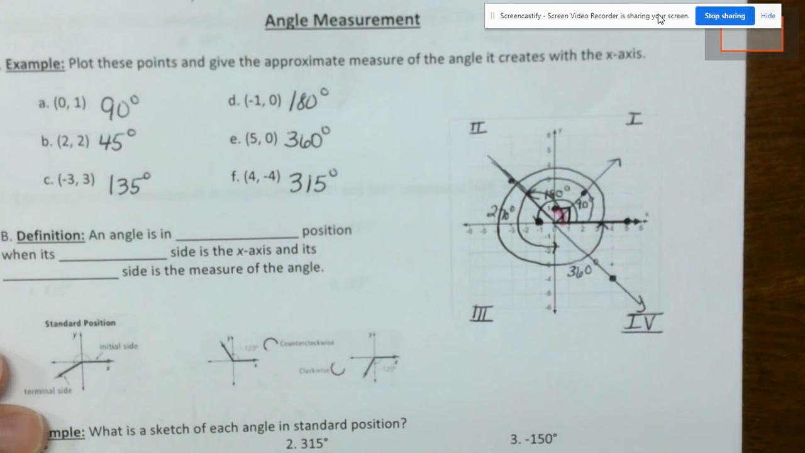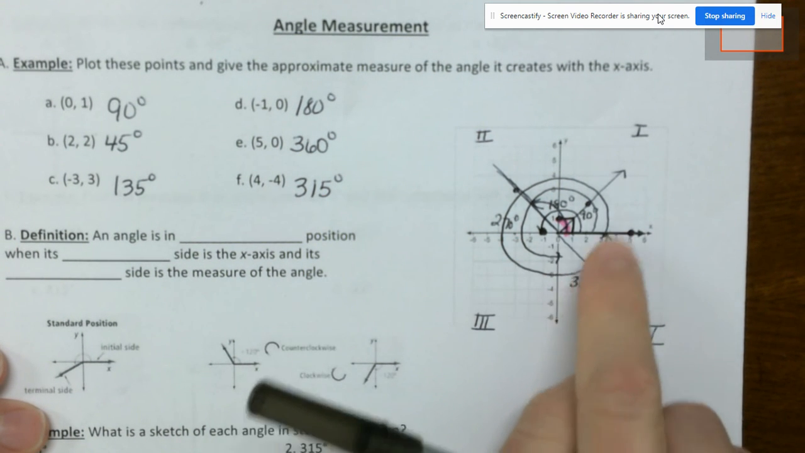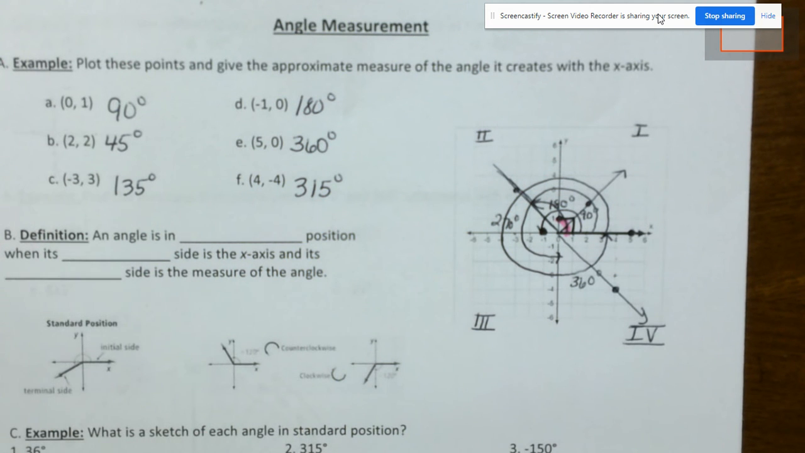So what we're doing is looking at how these angle measures go around our coordinate plane. If you have any questions, let me know.